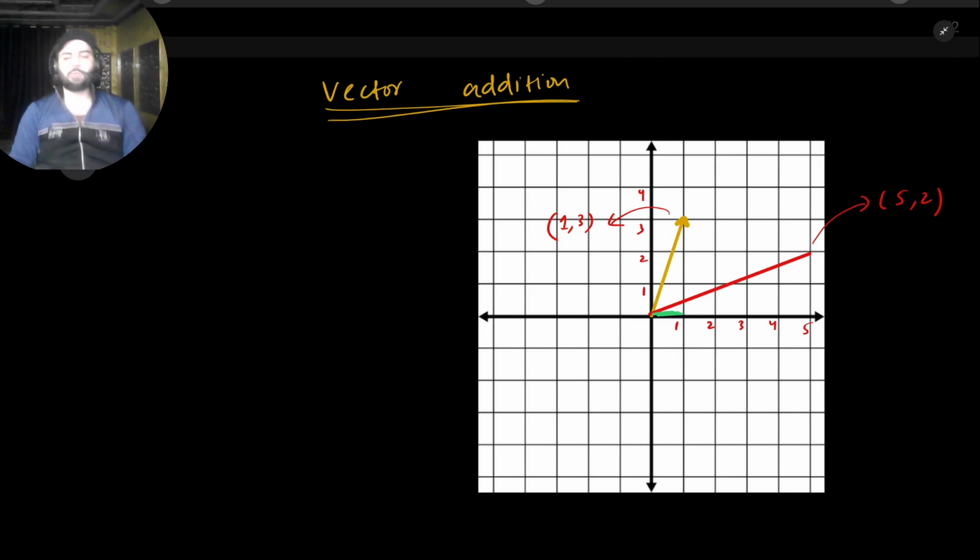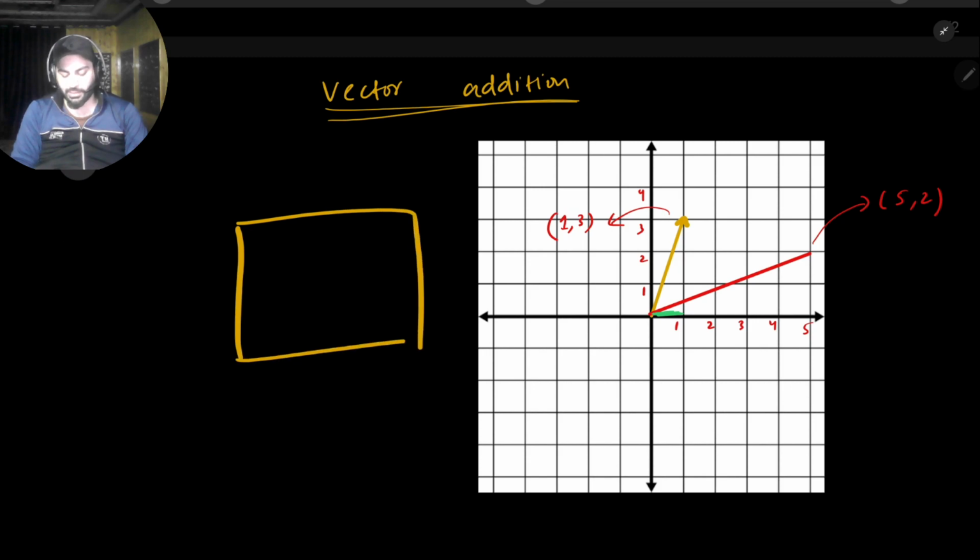So now what if I want to see the combination of the effect? If I somehow combine these effects, let's suppose you are going to some place, first you go in this direction, then maybe you go in this direction, and I want to see the combined, resultant effect of these two vectors.